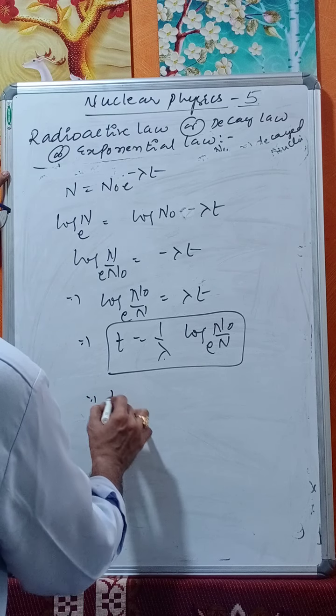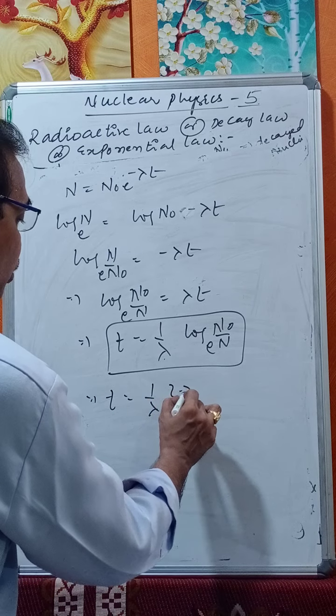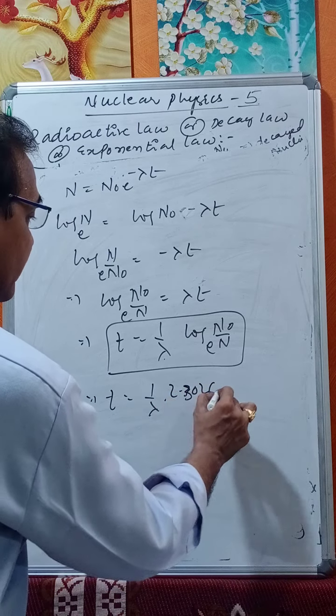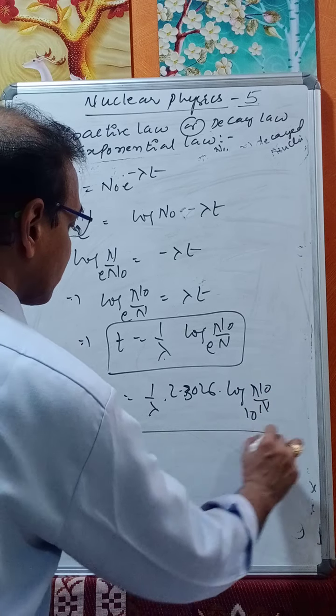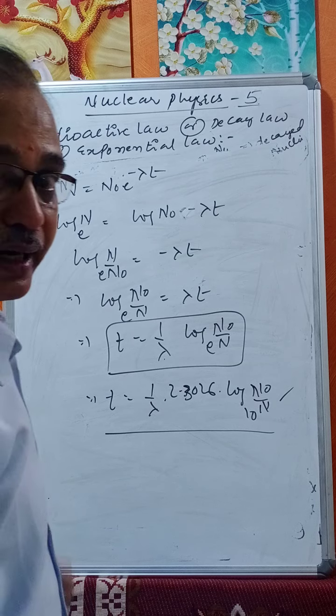This implies that t is equal to 1 by lambda into 2.3026 into log n naught by n to the base 10. So this is another expression for time period t.